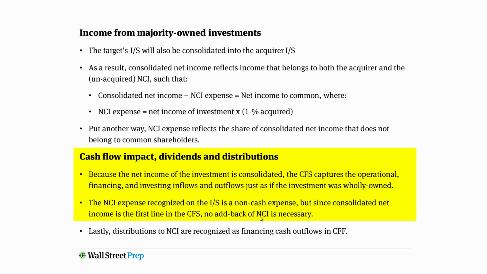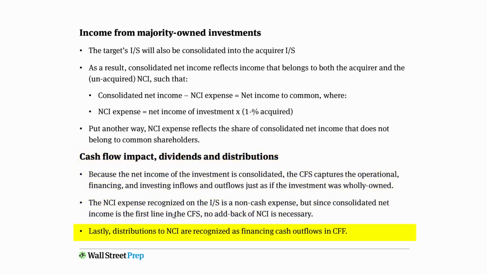This is a nuance of how GAAP wants you to start the cash flow statement. It wants you to start with consolidated net income. Since that's before you subtract non-controlling interest expense, it doesn't matter that non-controlling interest expense is non-cash. You don't need to add it back the way you add back depreciation, or stock-based compensation, or even equity and affiliates income, because it's before that impact already.